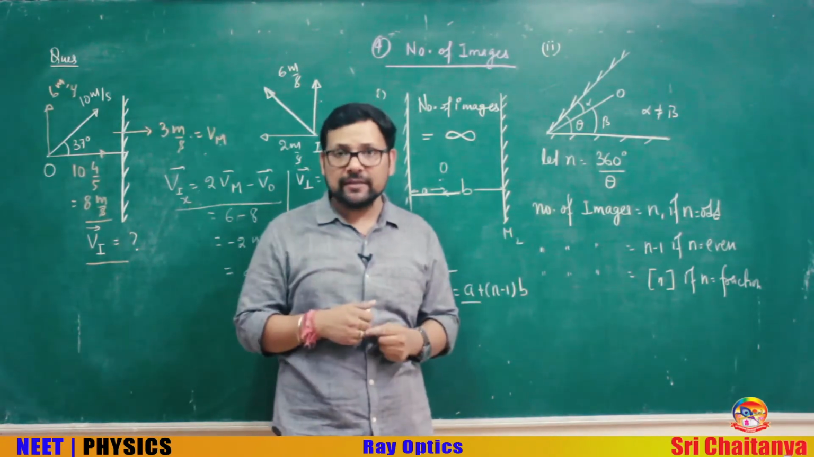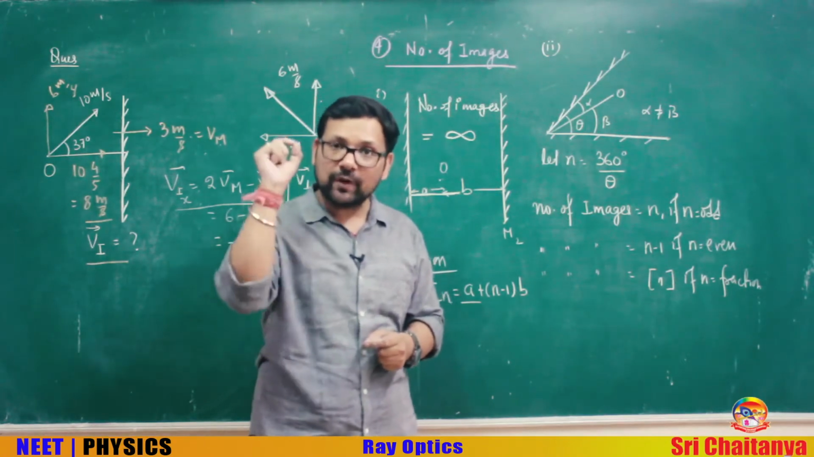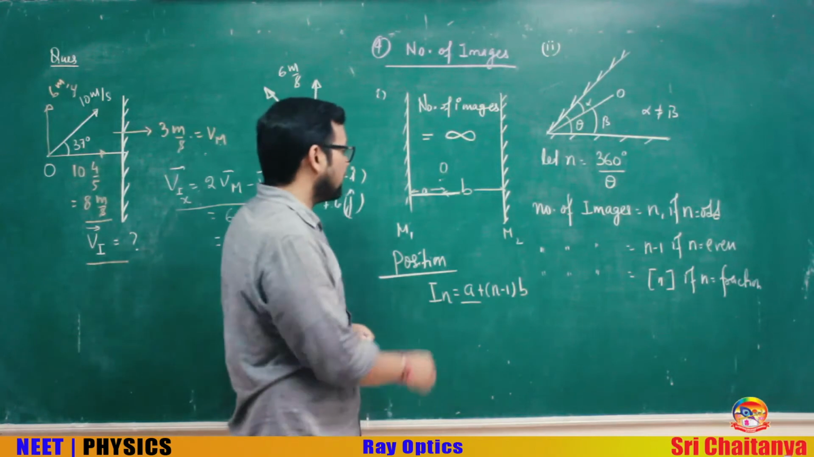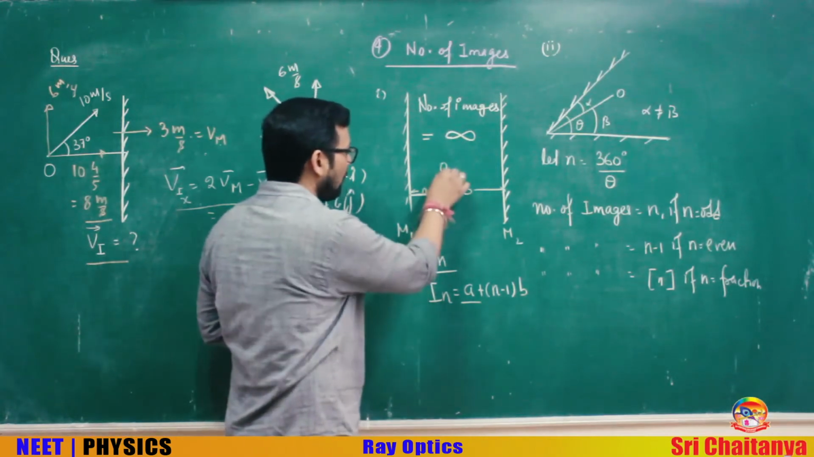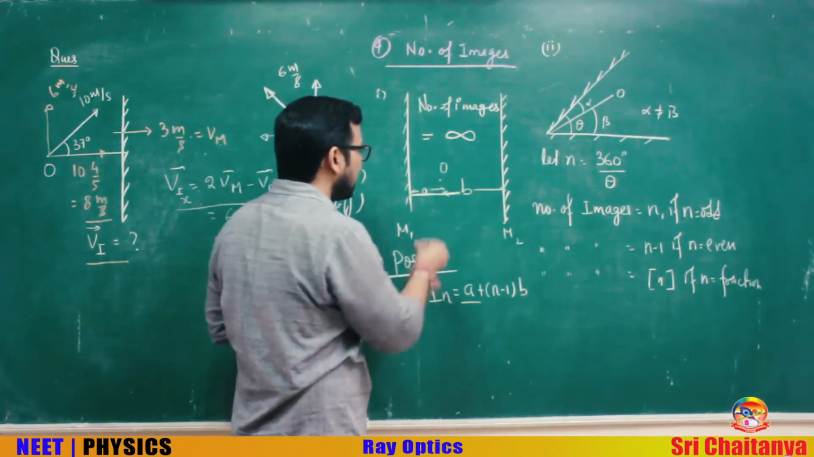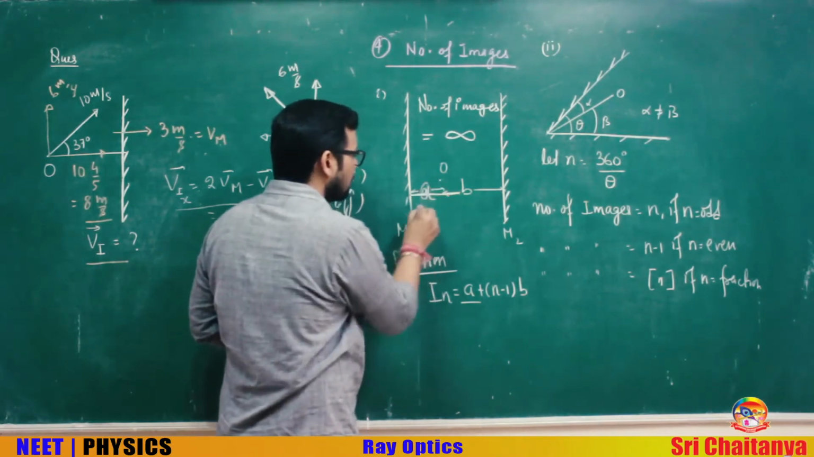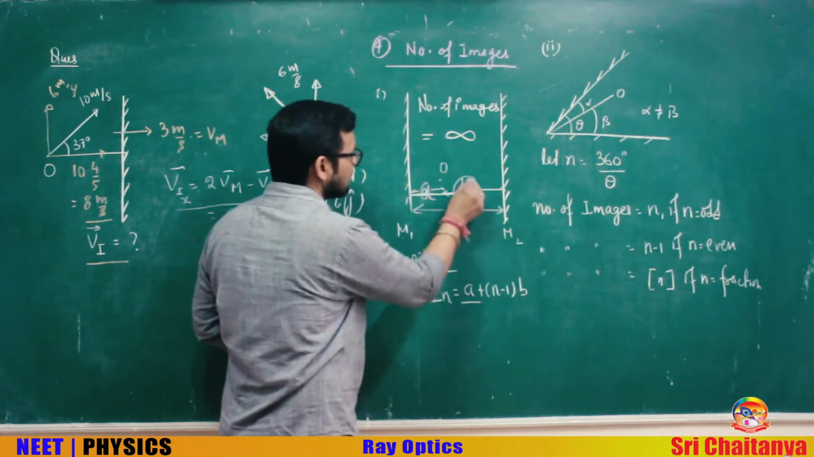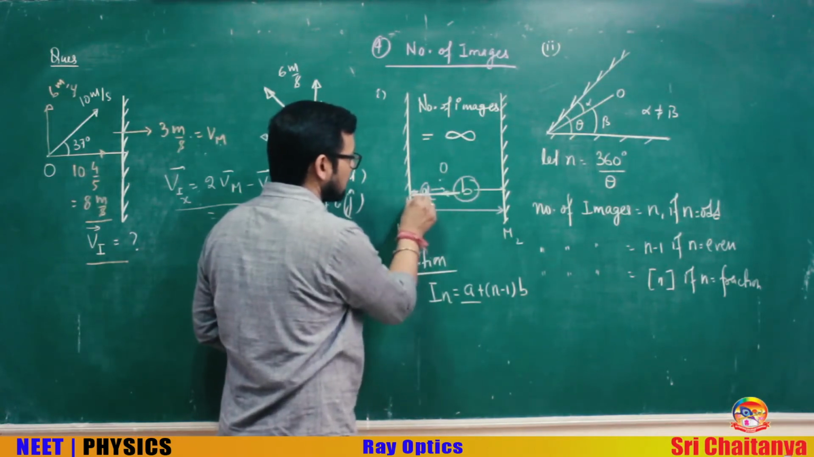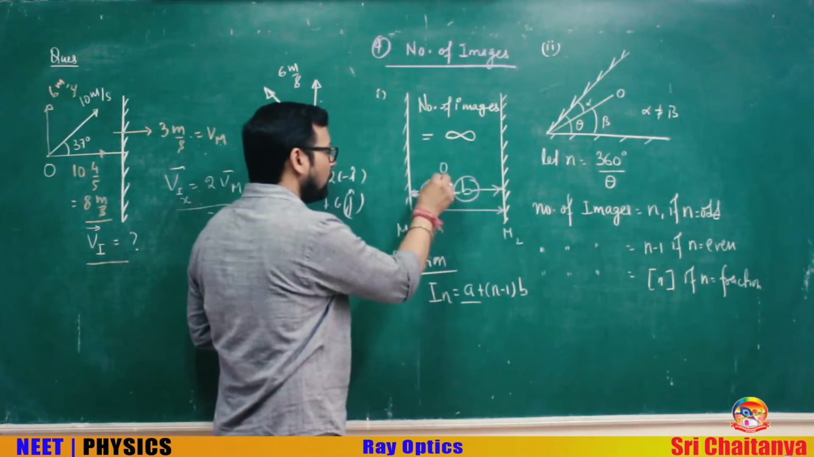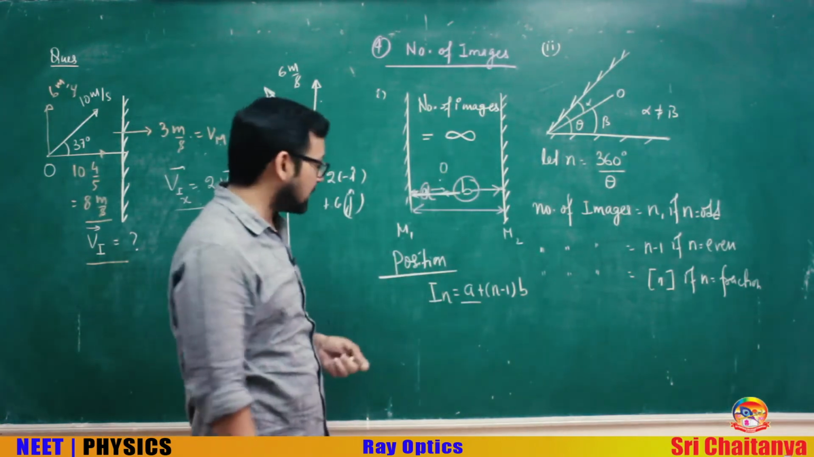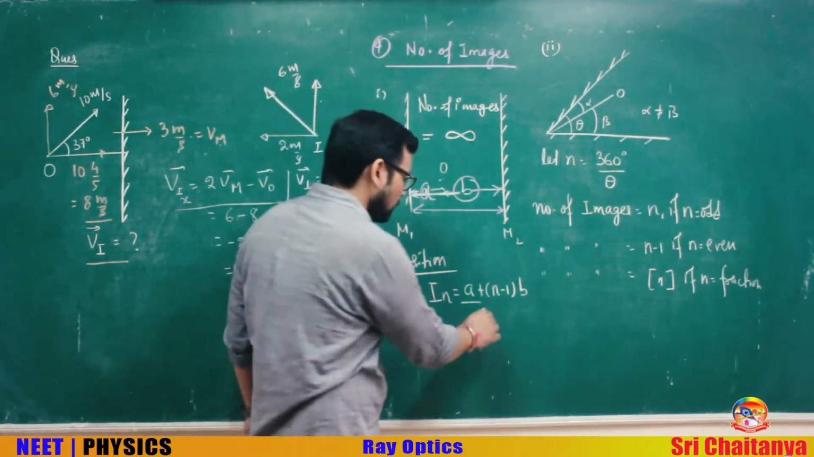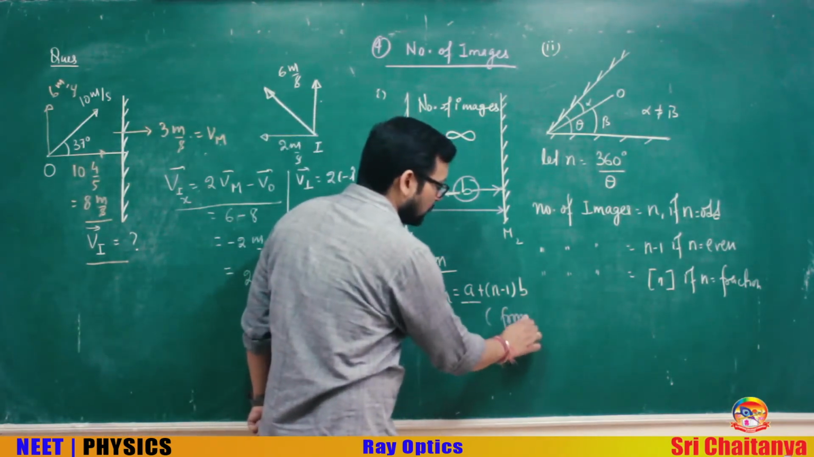But the question is, where is the position of a particular image? Where is the nth image being formed? Let's see. In this diagram we can see that the object is at a distance A, this is A, from M1, and the total distance, this is given as B. This B is this distance. Now, where is the nth image being formed? We can write I_n = A + (n minus 1) into B. Also, this is from M1.